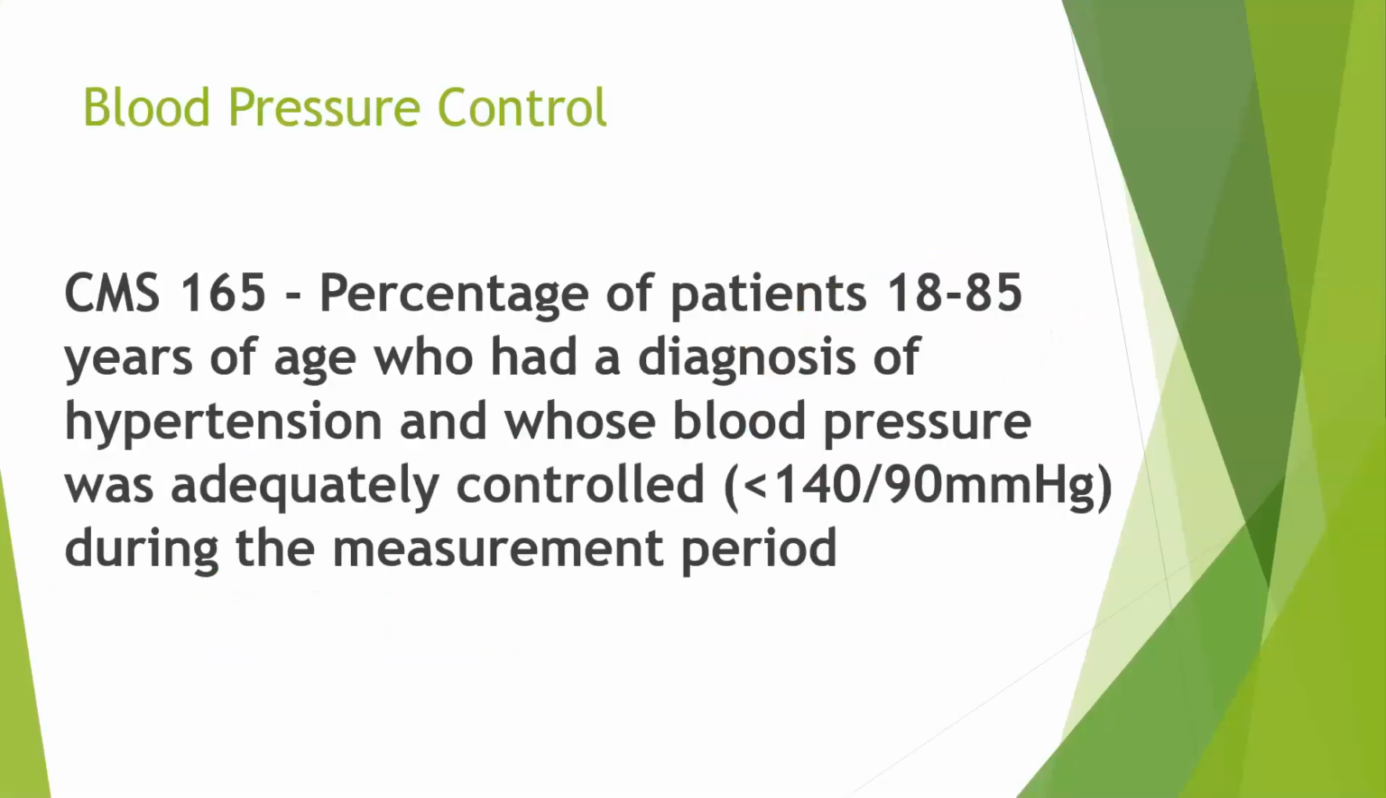First of all, this is a CMS measure. It's number 165. It's targeting patients who have a diagnosis of hypertension who are 18 to 85 years old and whose blood pressure is considered adequately controlled. That means their last recorded blood pressure during that measurement period was less than 140/90.